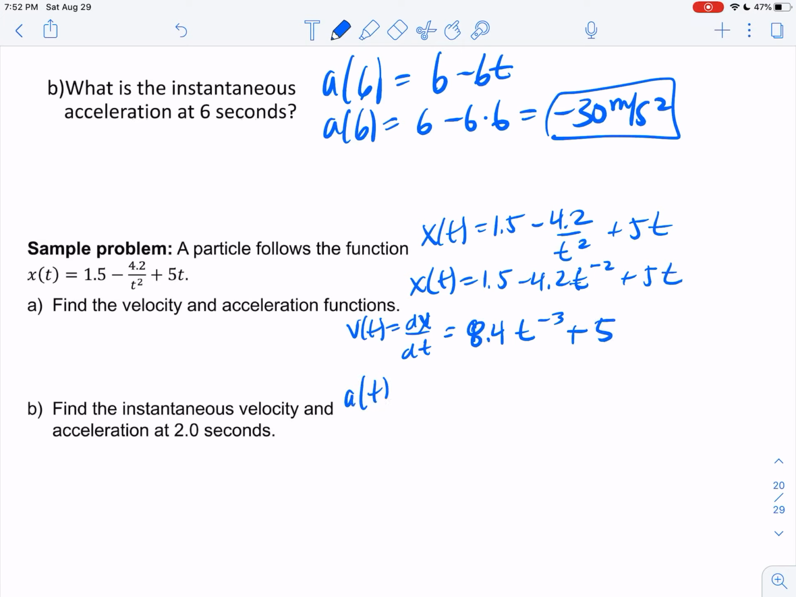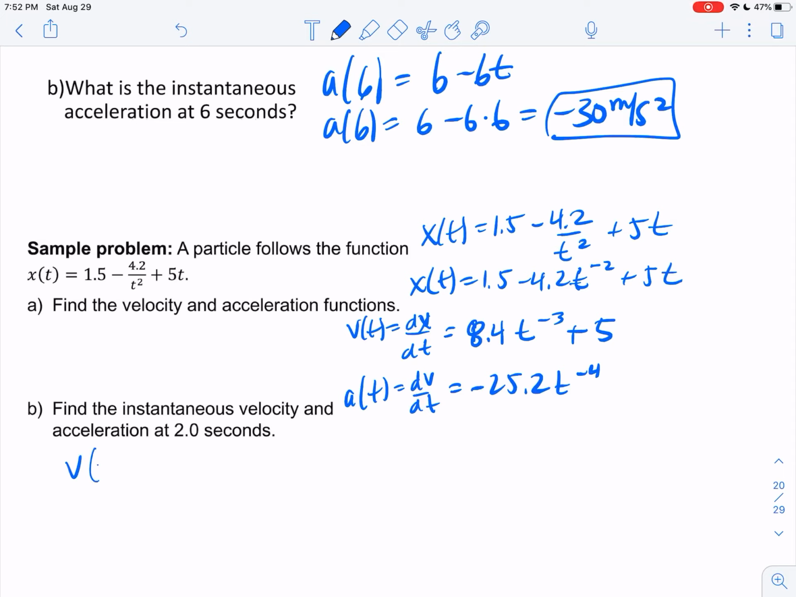And then the acceleration is going to be another derivative. I'm going to drop the negative 3 down, and that's going to be negative 25.2 t to the negative 4th. And then the plus 5 is a constant, so that goes away.